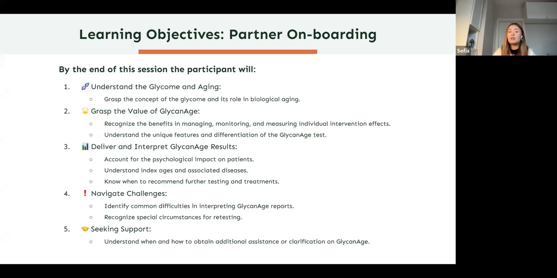And this would include accounting for the psychological impact of the results on the patients. We want you to understand the indexes and associated diseases, and we want you to be able to recommend further testing and treatments to your clients. We also want you to be able to navigate challenges you face with the GlycanAge test, because we are very aware that glycans aren't something that you hear about every day. So we want you to identify common difficulties in interpreting the GlycanAge reports and recognize special circumstances for retesting. And finally, we want you to know when and where to seek support if you need it. So who to reach out to, where to seek certain information, and so on.